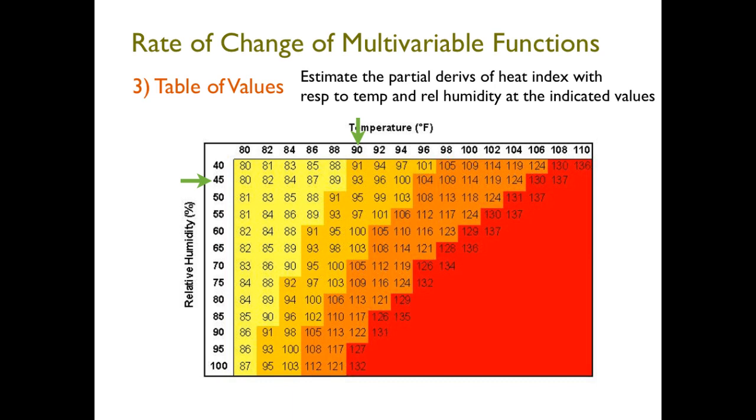I think we started by looking at the partial, and we said our index was I. We were looking at the partial of I with respect to T, was it? And we said, all right, keep the humidity fixed.